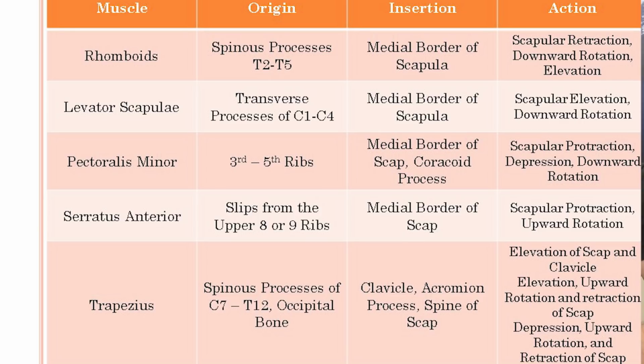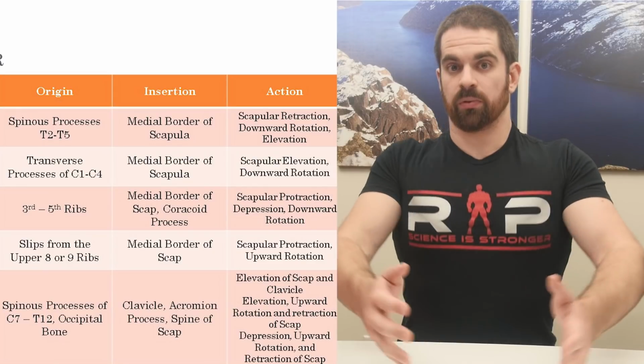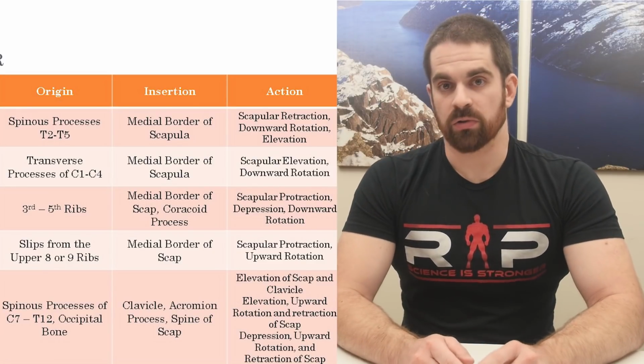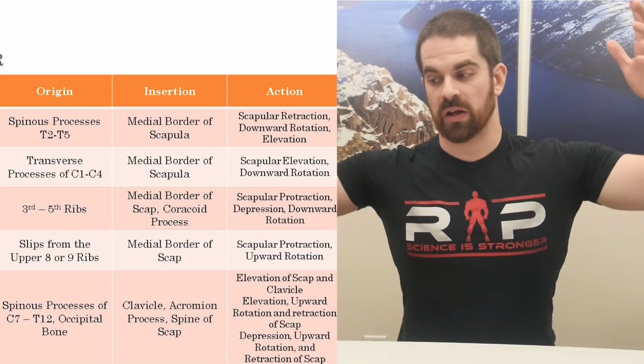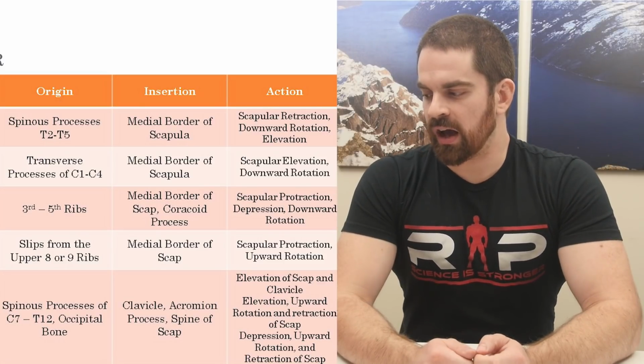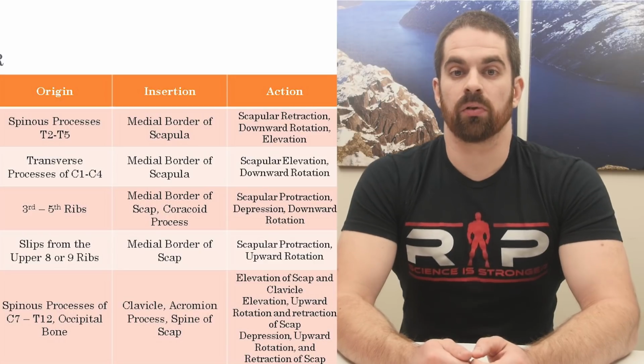So we can see things like the rhomboids are responsible for scapular retraction, which would be pulling the shoulder blades back, and downward rotation of the scapula, which is pulling them back down into anatomical position when they've been raised up. And we can actually see elevation in some cases, where they pull them up high.